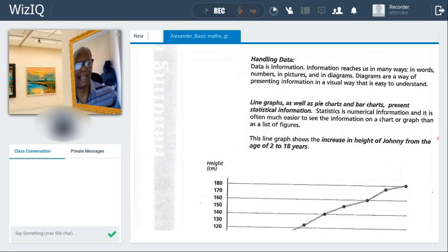So line graphs as well as the pie charts and the bar charts present the statistical information. Now, statistics is numerical information, so it's quantitative, and it is often much easier to see the information on a chart or a graph than as a list of figures. As I said, some people would prefer both text and the graph. Right, so let's look at this line graph.